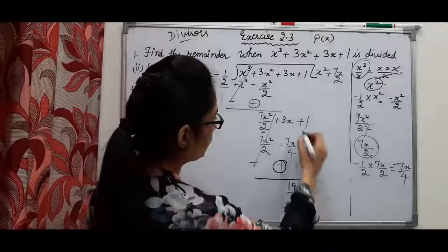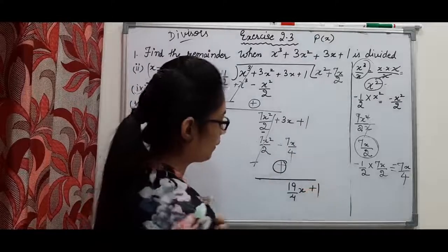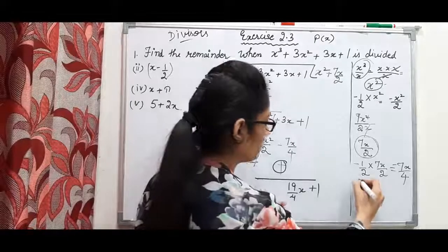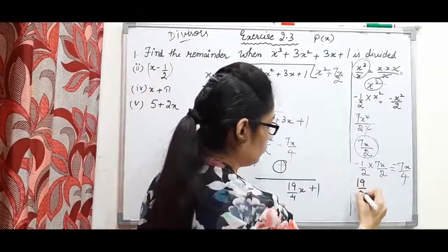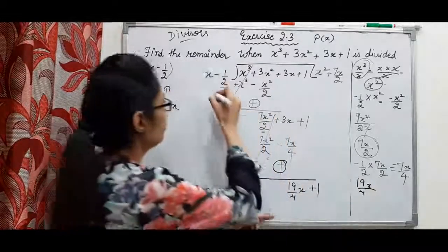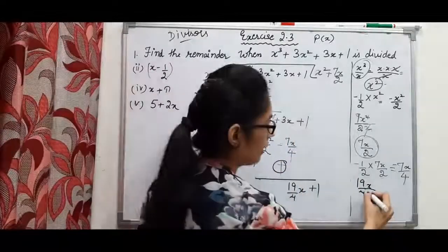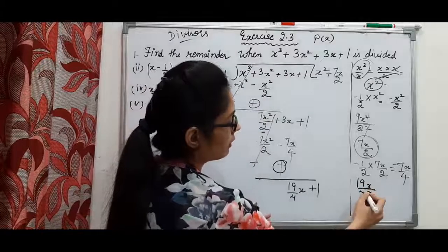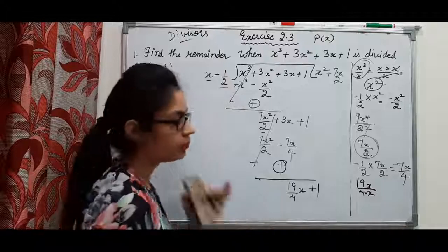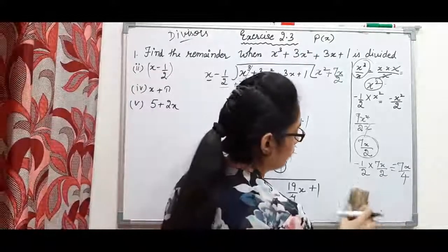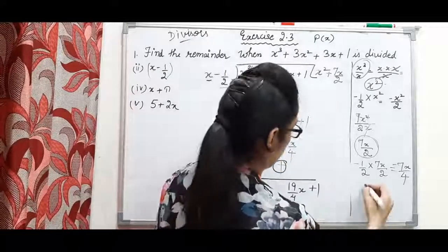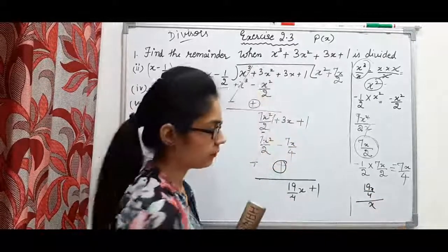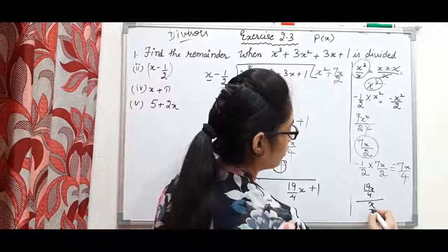Now the remaining terms you can write, which is 1. Again we'll do the same step. First term we'll write 19 by 4x, and this first term we'll write and we'll divide it, because when you divide it with x it will get multiplied with 4. 19x by 4 you are dividing by x. x by 1 we will see.